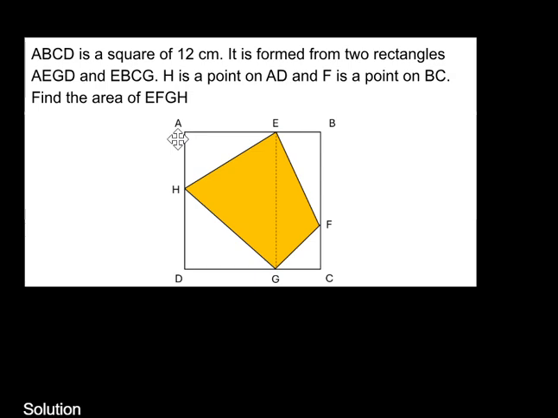So we know from the question, ABCD is a square. So we know here to here is 12 centimeter, here to here is 12 centimeter. It's formed from two rectangles, AEGD, which is this rectangle, and EBCG is this small rectangle. Okay, the important information is that H is a point on AD and F is a point on BC. So the question asks you to find this shaded area EFGH.